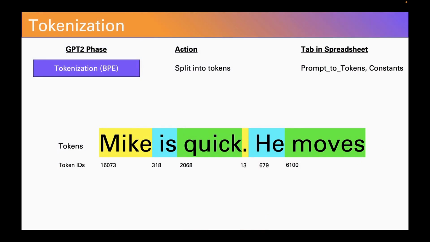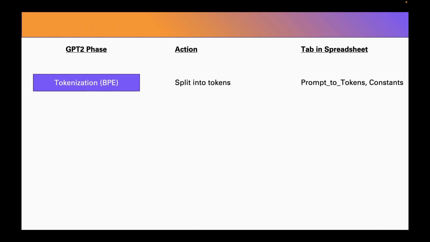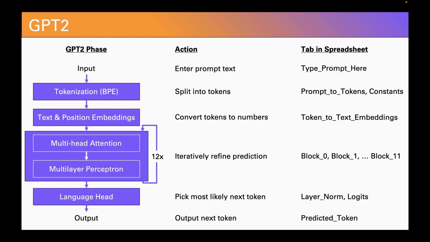Okay, so that's how tokenization or byte pair encoding works inside the GPT-2 architecture. In future videos, we'll cover the rest of the model, with the text and position embeddings up next.